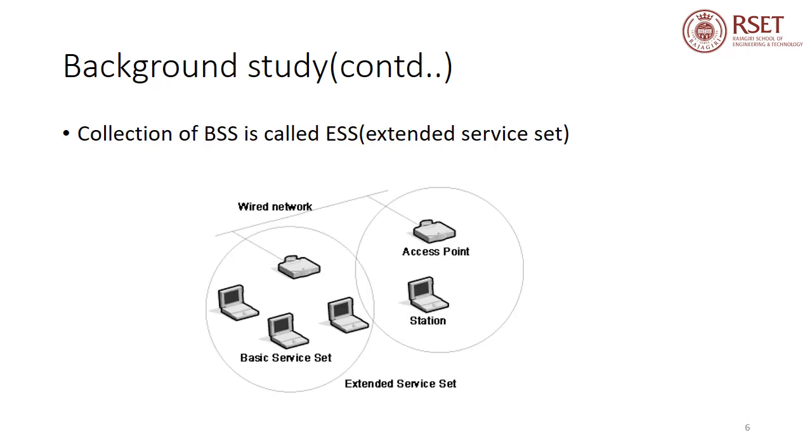A collection of basic service sets is called an ESS, or an extended service set. As you can see in this diagram, here we have two BSSs which are connected to the wired network through their two access points.